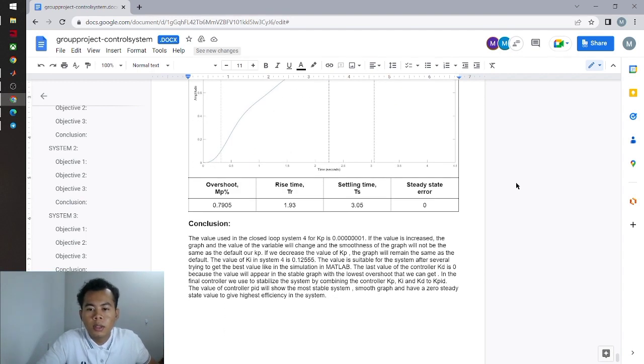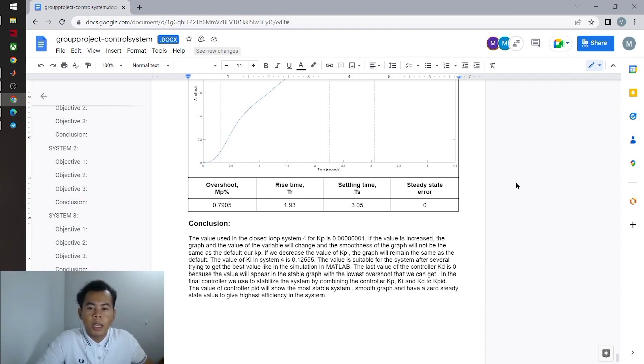Okay, the value used in closed loop system 4 for KP is 0.000001. If the value is increased, the graph and the values will change, and the smoothness of the graph will not be the same as before, the default of our KP. If we decrease the value of KP, the graph will remain the same as the default.